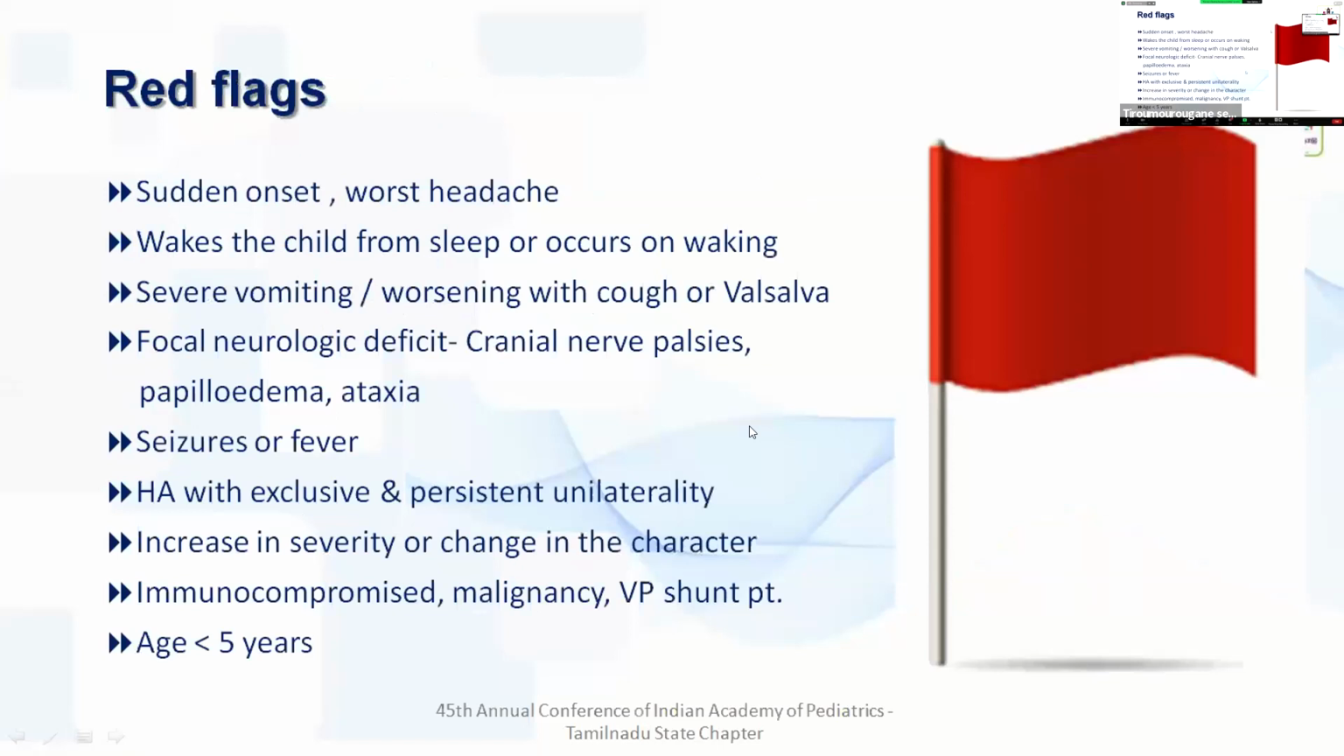So what are the red flags or danger signs when a child comes to us with headache? If the headache is of sudden onset, the worst ever headache, wakes the child from sleep, is associated with severe vomiting or worsens with cough or Valsalva maneuver, is associated with any focal neurological deficits, seizure or fever, is exclusively unilateral, always hemicranial, or increases in severity or changes in the character of a primary headache. Also if the child is immunocompromised, has an underlying malignancy or a VP shunt, or is less than 5 years of age, since they cannot express the other symptoms. So these are the red flags.